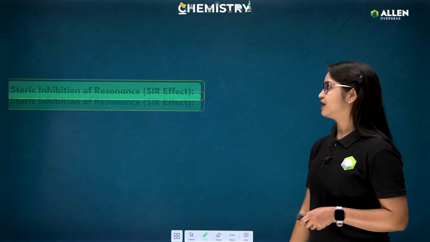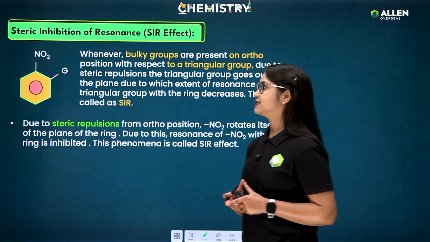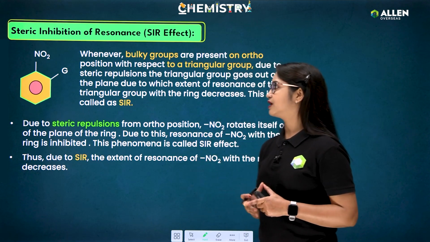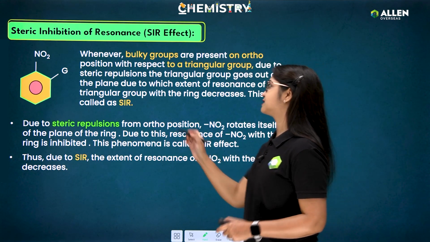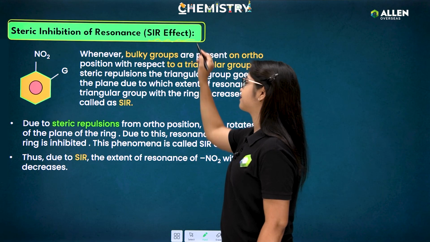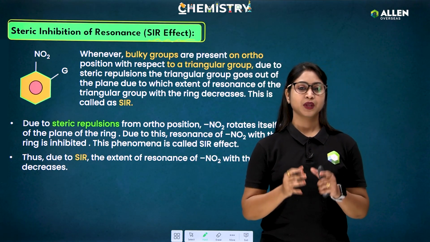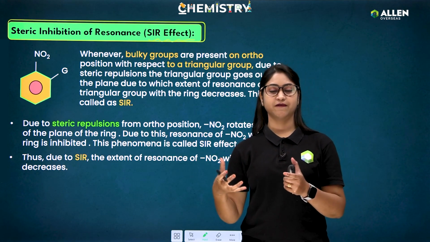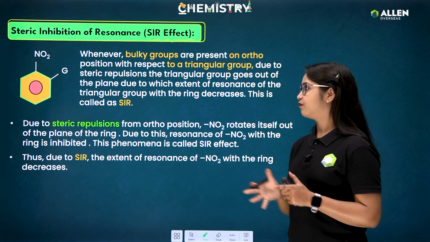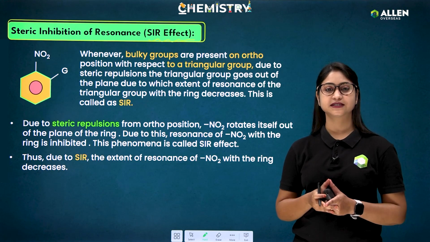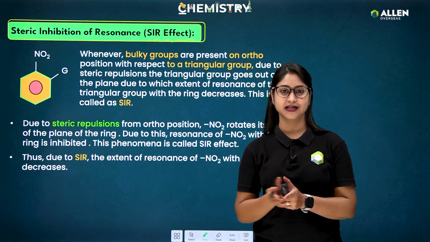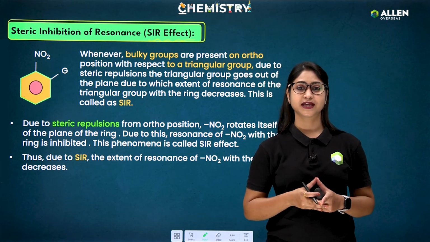Fine. Now let's see. There is this particular effect called steric inhibition of resonance, called the SIR effect. Due to this SIR effect, the acidic strength is affected. How? Let's see. What is this SIR effect? Let's understand, then we'll see how it affects the acidic strength of benzoic acids.